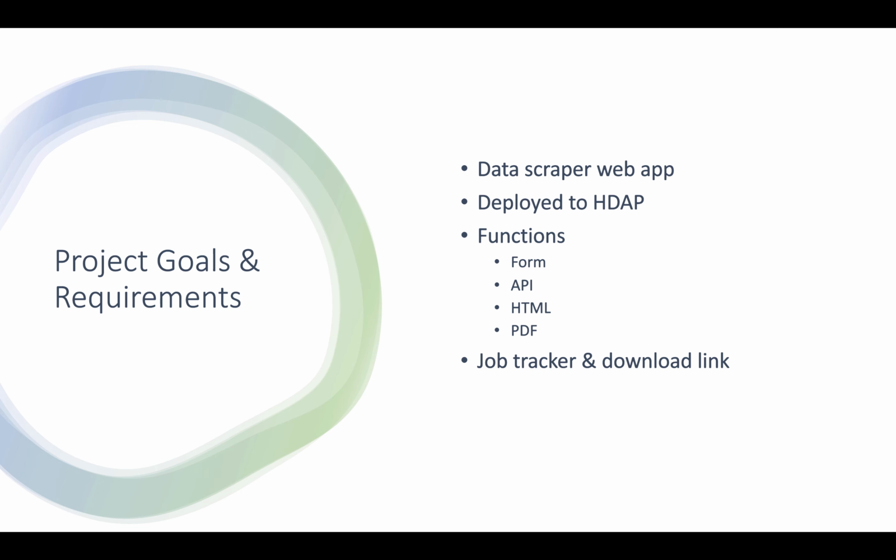There are four key functionalities. The application would need to take in four different input types and output as a CSV file. It needs to take in the form, API, HTML, and PDF. And lastly, it needs to have a job tracking and download link page where the job tracker shows the status of each job and history of the jobs. And attached to that, it has a downloadable link where users can press a link and download the CSV file.